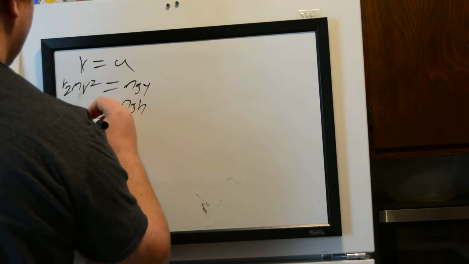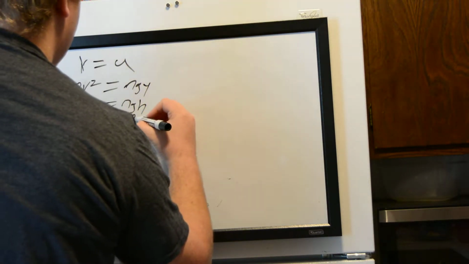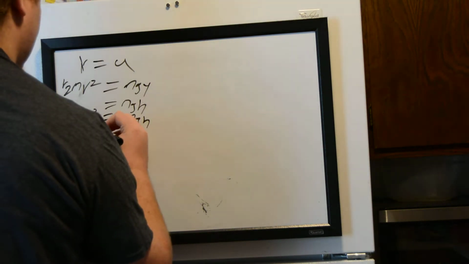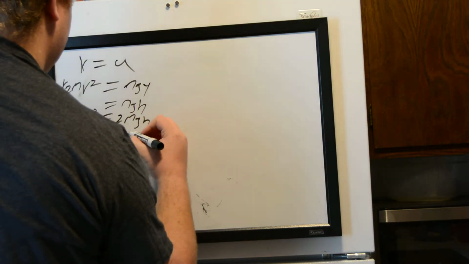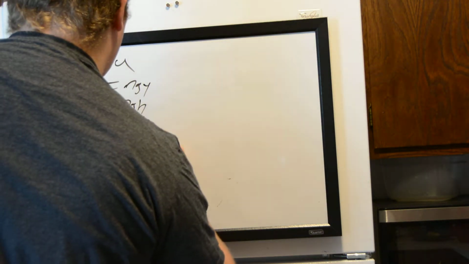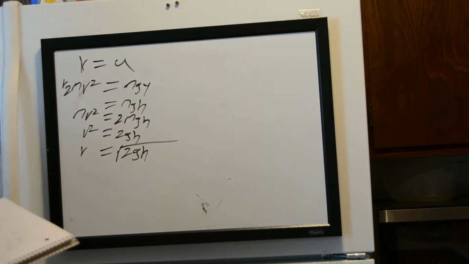So we have mass times velocity squared is equal to 2 times the mass times the gravity times the height. And then we have velocity squared is equal to 2 times the gravity times the height. And velocity is equal to the square root of 2 times the acceleration of gravity times the height of the pendulum.